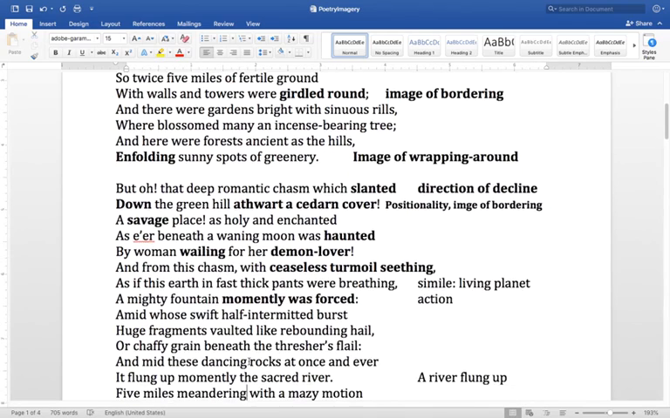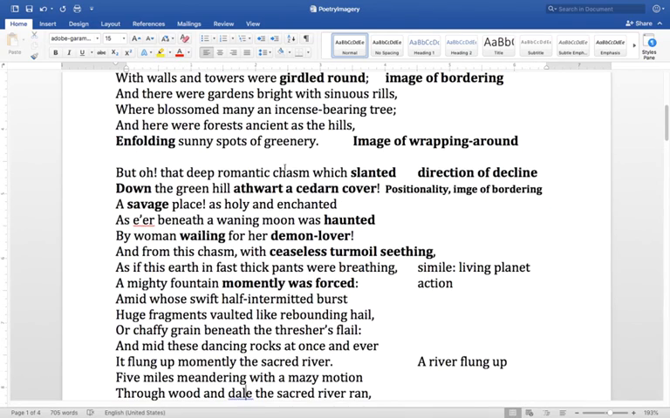But oh, that deep romantic chasm. And again, what is a chasm? It's a deep ravine. It's a huge gap between two things. And in this, again, the sense of space that's being evoked. What happened between these two large places that were divided by this huge chasm, which slanted down? Here's an enjambed line as well, right?